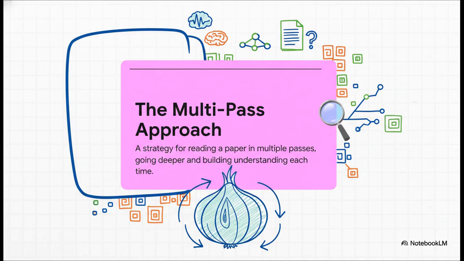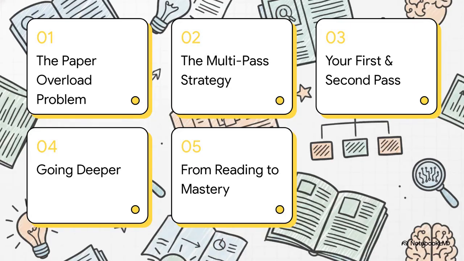Honestly, the best way to think about it is like peeling an onion. Each time you pass over the paper, you're peeling back another layer of complexity. You start with the big picture, the high-level stuff, and you only go deeper once you actually have the context you need. So here's our game plan. We'll quickly touch on that overload problem again. Then we're going to dive right into the multi-pass strategy. We'll break down the first couple of passes, then the deeper ones. And finally, we'll talk about how you go from just reading a paper to truly mastering it.